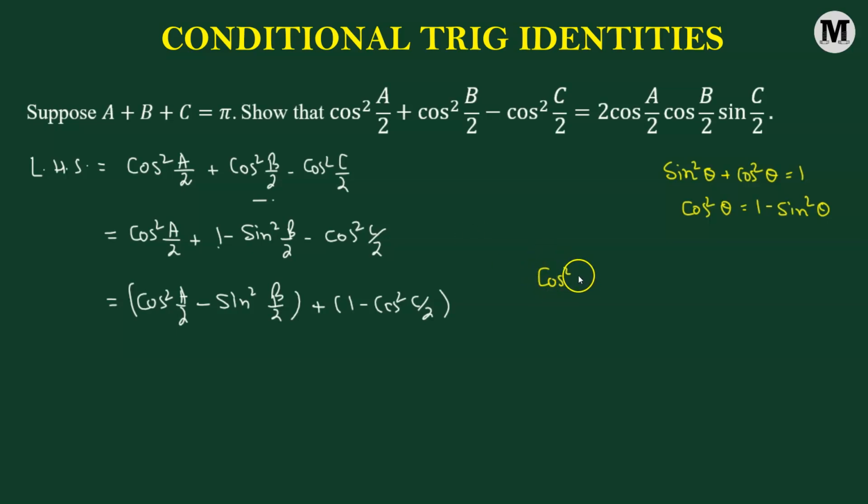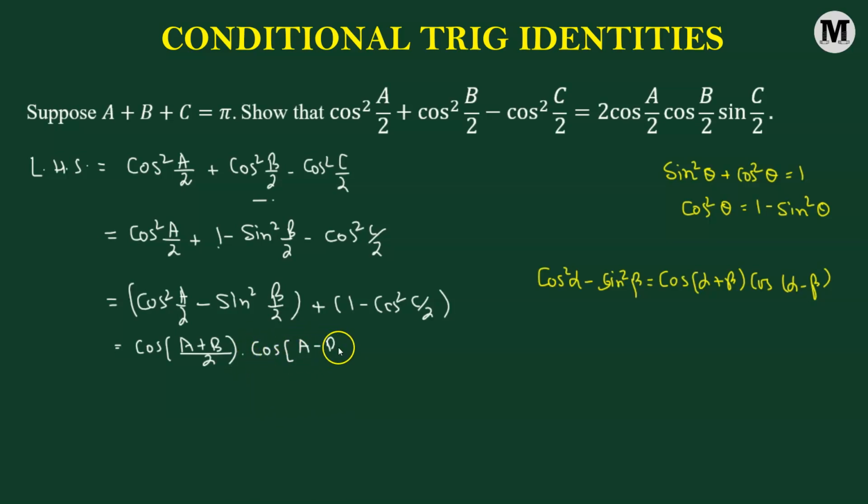That means whenever we have cosine squared alpha minus sine squared beta, this transforms to the product of cosine of alpha plus beta and cosine of alpha minus beta. Meaning in our case, since we have cosine squared a over 2 and sine squared b over 2, we should get cosine of the sum of the two angles, a plus b over 2, multiplied by cosine of the difference of the two angles, a minus b over 2, added to. Now what is 1 minus cosine squared c over 2? This is simply sine squared c over 2. Okay, we are taking the help of the original identity.